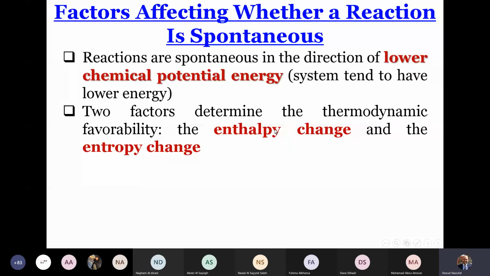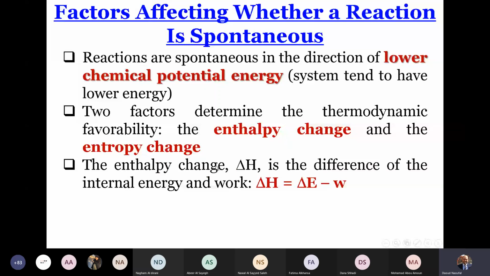From the combination of delta H and delta S, we can have conclusions, and from this conclusion, which is delta G, we can know if our transformation is spontaneous or not. So now we have to define in the next slides what is the meaning of the entropy.